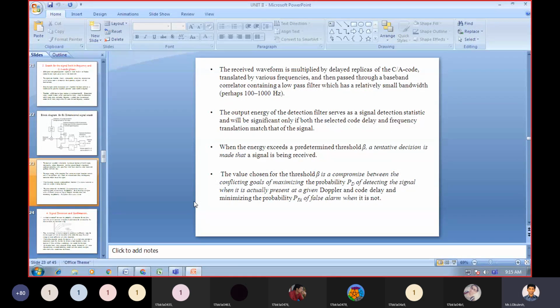signal set. You need to see that the received waveform is multiplied by delayed replicas of the C/A code, which is translated by various frequencies and then passed through a baseband correlator containing a low pass filter which has a relatively small bandwidth, perhaps in the range of 100 hertz to 1 kilohertz.